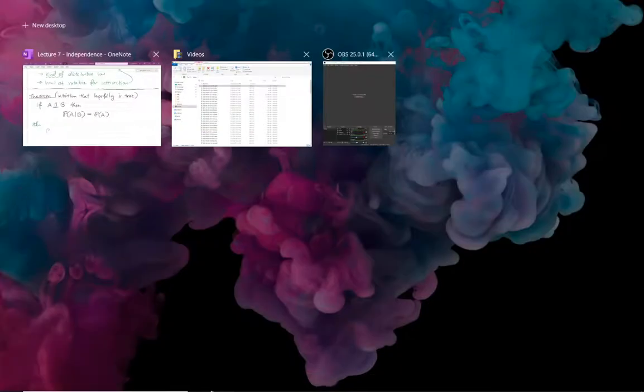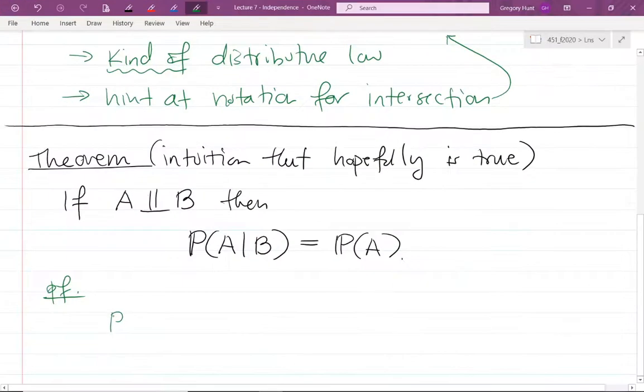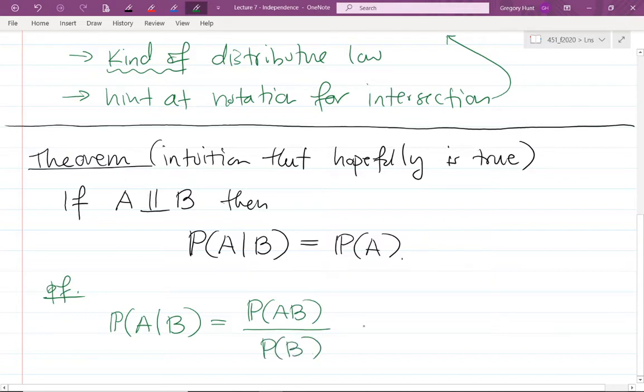This is just going to be kind of expanding out. First, we want to use our definition of conditional probability, which says that A given B is the probability of A intersect B over the probability of B. So this is just the definition of conditional probability.